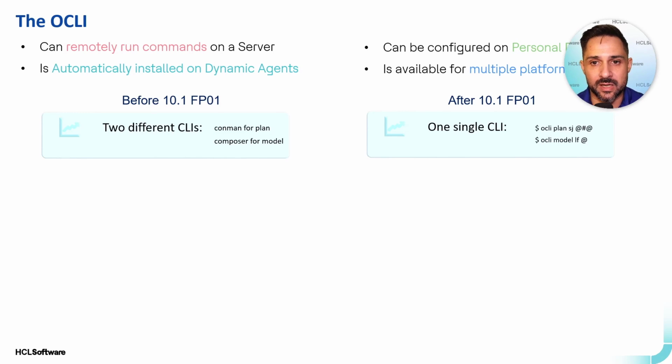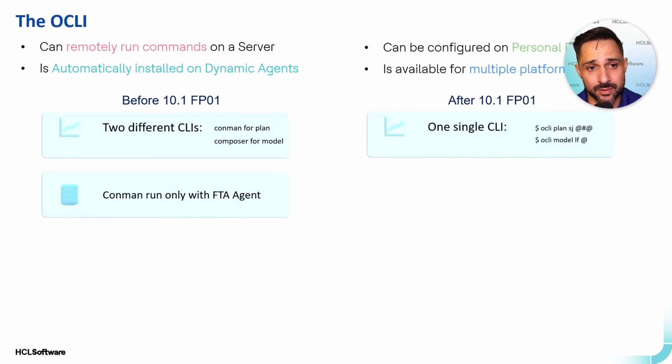I would start the syntax by typing OCLI, and then if I want a plan, a conman command, I use plan. If I want a composer command, I use model. Model is not yet available. It's going to be available on the next release, but I'm just stating it for us to be aware.